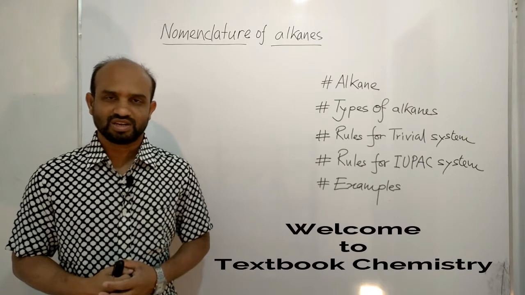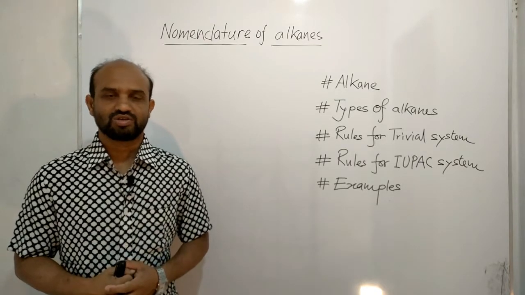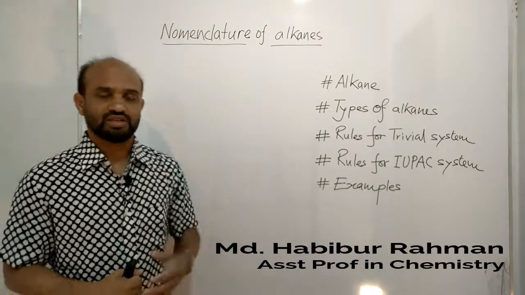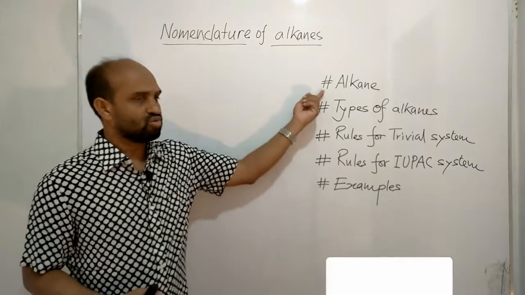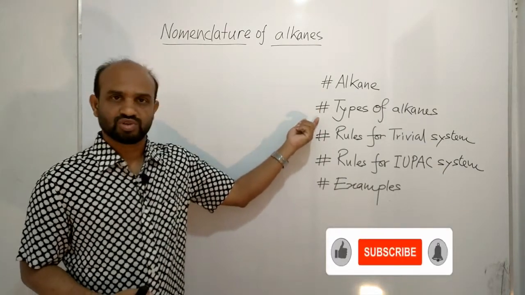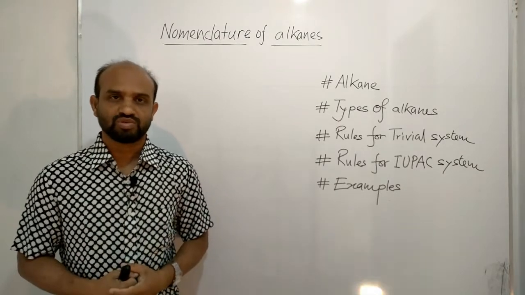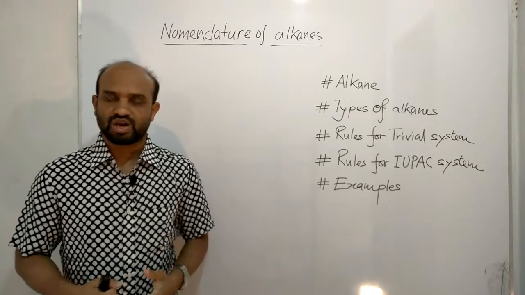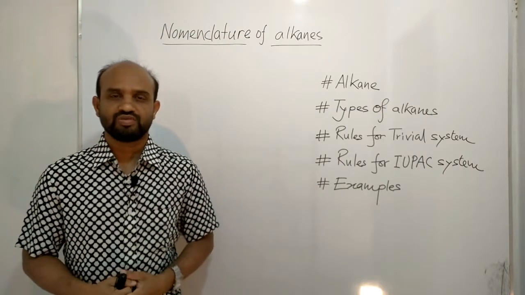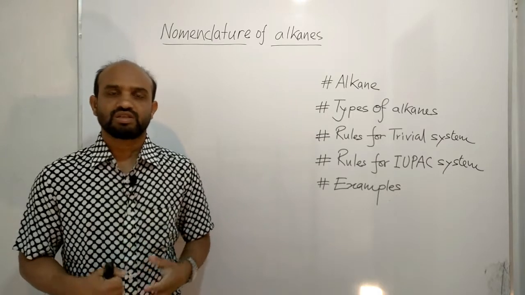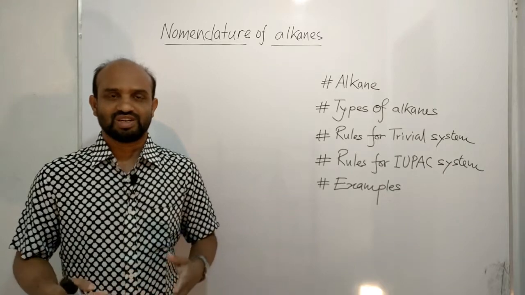Today I am with the second lecture on nomenclature of organic compounds. Today I'd like to discuss nomenclature of alkanes. The points to be discussed in this lesson are: what is alkane, types of alkane, rules for the trivial system to name the organic compounds, rules for the IUPAC system, and finally we will see some examples. I do believe you can answer the name of the compounds before I tell you. So dear students, let's begin.